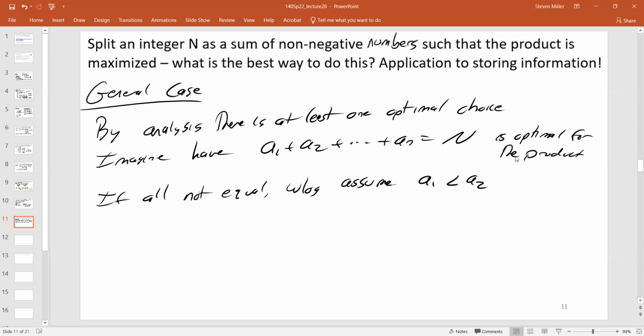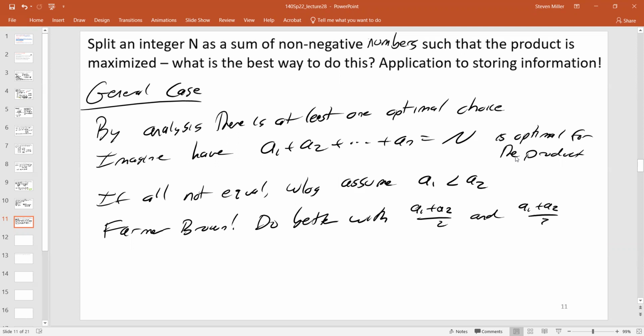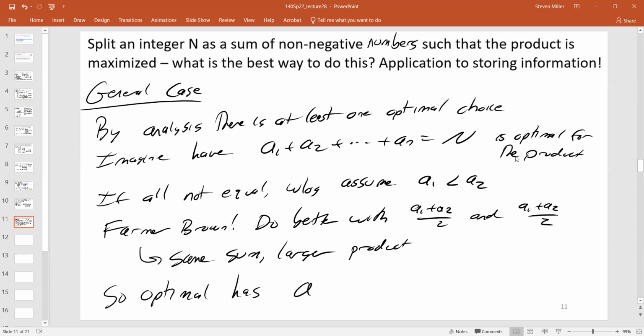Is everybody comfortable? There's got to be some optimal solution. Let's assume we have one. Let's assume not all the elements are the same. So if necessary, we relabel to just make it the first two elements. And if they're not the same, it's the Farmer Brown problem. We do better with (a1 plus a2) over 2 and (a1 plus a2) over 2. Same sum, larger product. So the optimal has each a equal to n over n.